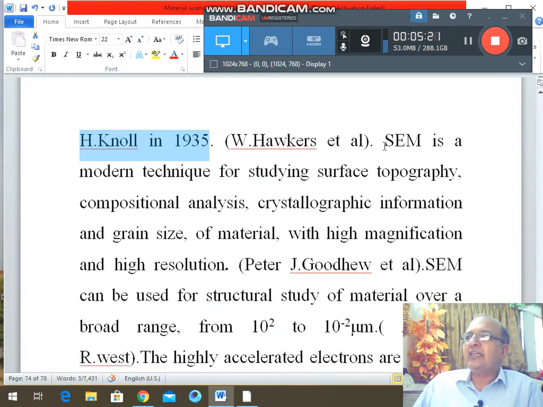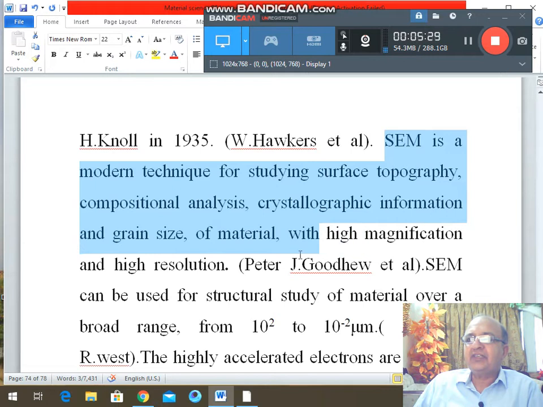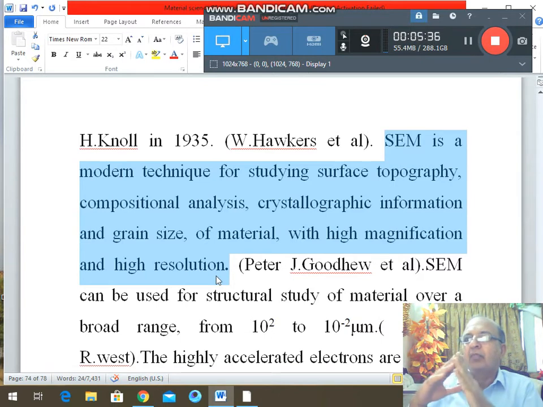SEM is a modern technique for studying surface topography, compositional analysis, crystallographic information and grain size of the material with high magnification and high resolution. Surface topography means surface morphology. What type of surface does it have? How much size grain the material contains? Whether domain exists in that grain or not.